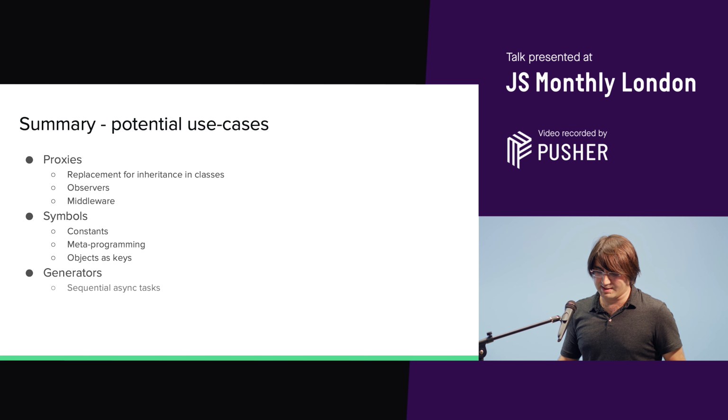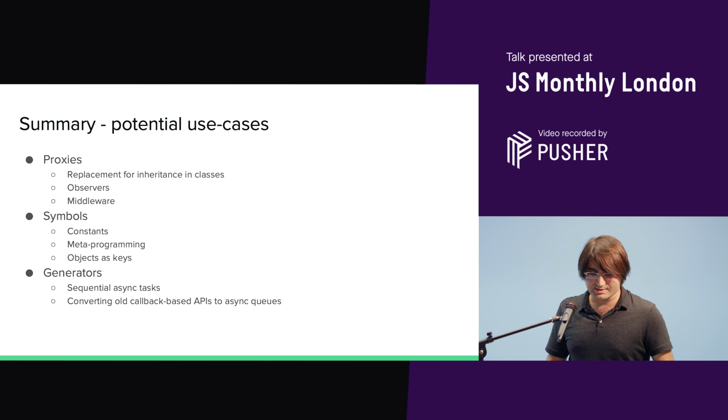Generators, so sequential async tasks. This was what I mentioned with AWS. Whenever you have an operation that happens one at a time, again, don't do it for parallel. If you have something that has to happen in parallel, don't use async generators. Use Promise.all. And finally, converting old callback-based APIs to async queues. That's the other option that I mentioned with async generators.